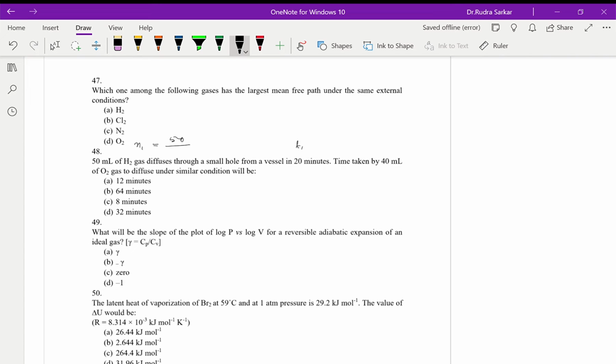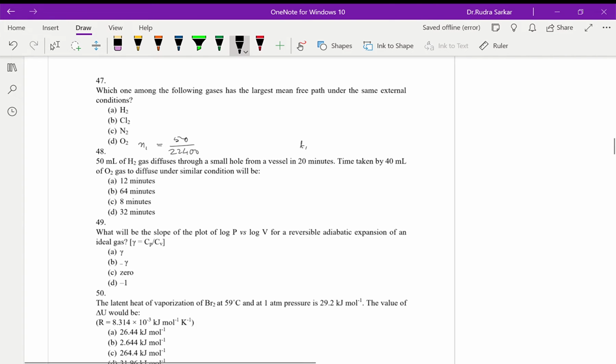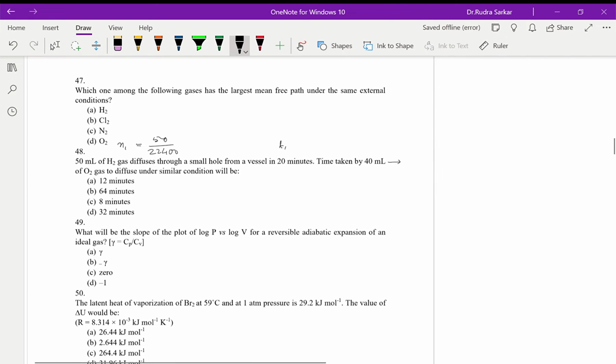say 22400 is the number of moles of hydrogen, N1, and this one let's convert into N2, which is the number of moles of oxygen. So we have to find out the time taken by 40 ml of oxygen to diffuse under similar conditions. So this is time T2 we have to find out.